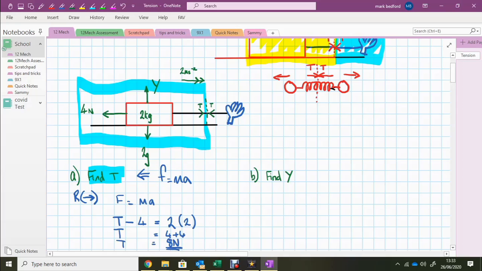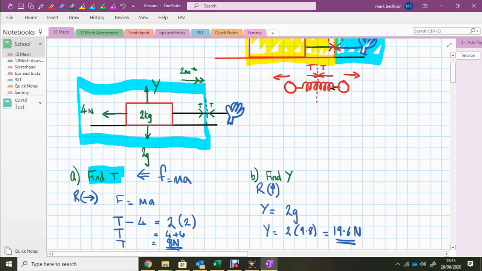If I look at part B, I'm just asked to find out the force of Y. Now this doesn't really have anything to do with tension, this is just resolving vertically. So I look at all the forces acting upwards and downwards. I have the force going upwards balancing the force going downwards. Now I know that because there is no acceleration of that particle. And in this case gravity is equal to 9.8. So 2 lots of 9.8 make 19.6 newtons.